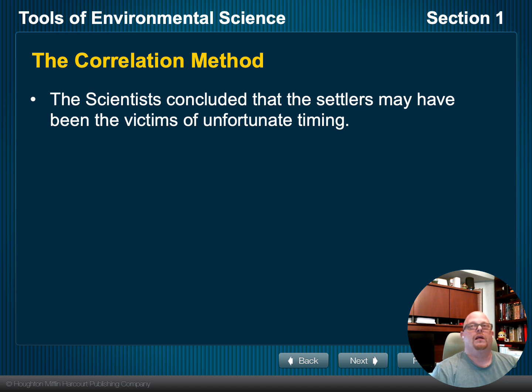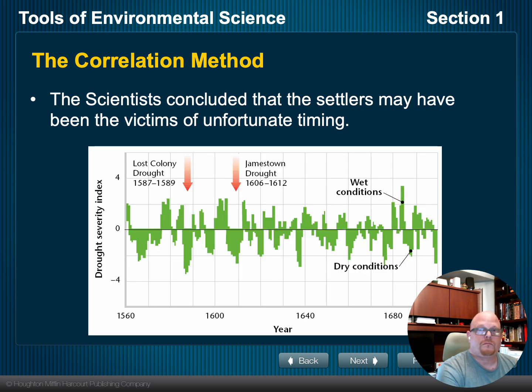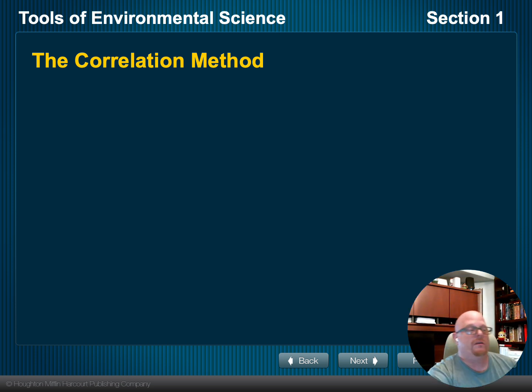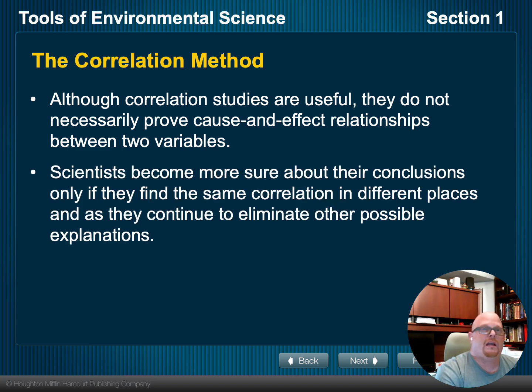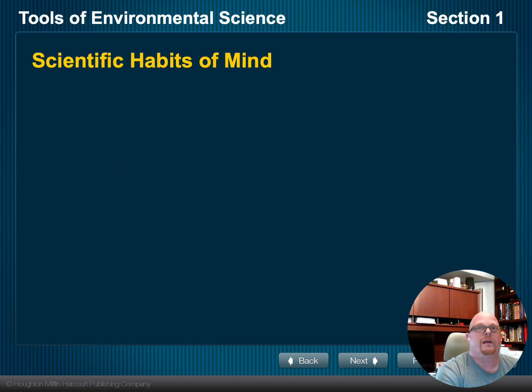So scientists conclude that settlers may have been the victims of unfortunate timing. Here you go. We look at the drought patterns and we use data to look at correlation. This is important, and without data you wouldn't have this information. It's important to understand that these don't necessarily prove cause and effect, but they also say, hey, there's something more to look at here. There's some more correlation that we need to look at.